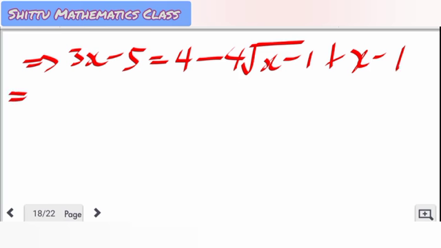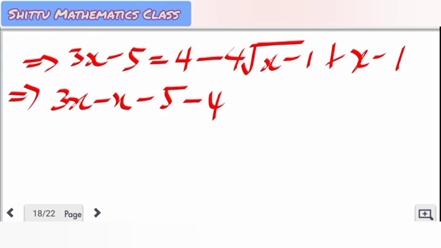The next thing we are going to do here is collect the like terms. So we are going to have 3x, and bring this x from the right hand side, so we have minus x, minus 5. Then 4 here also coming to this side, then plus 1 also coming, then we have minus 4 square root of x minus 1 left on the right hand side.